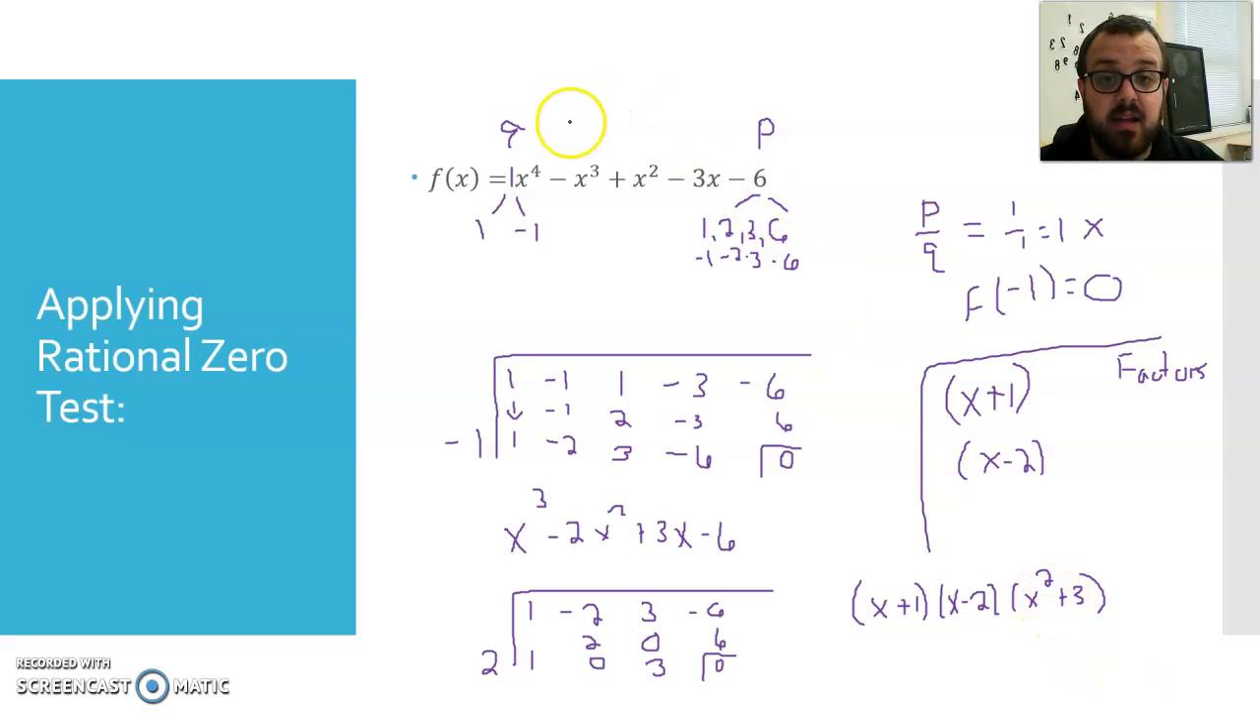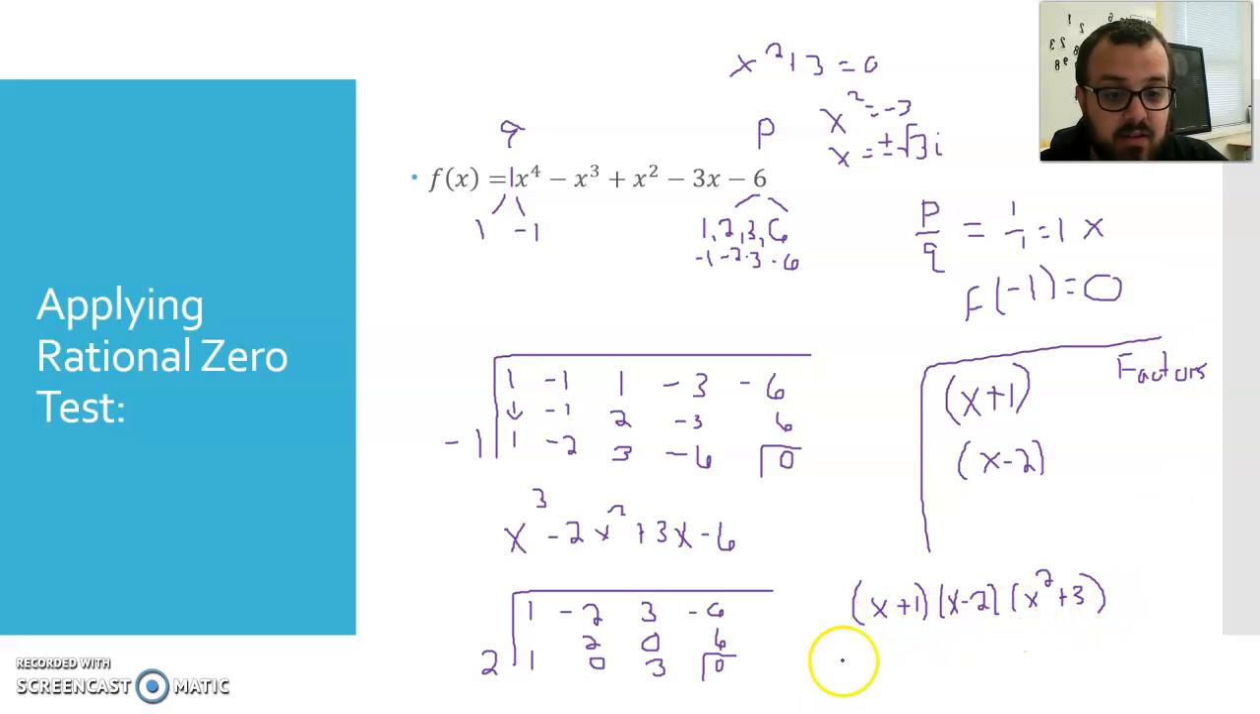For this one, because it's x squared plus 3, I can extract my roots by setting it equal to 0. So x squared plus 3 equals 0. I can solve that: x squared equals negative 3, and x equals plus or minus the square root of 3 times i. There are my last two roots, and that tells me my last two factors.